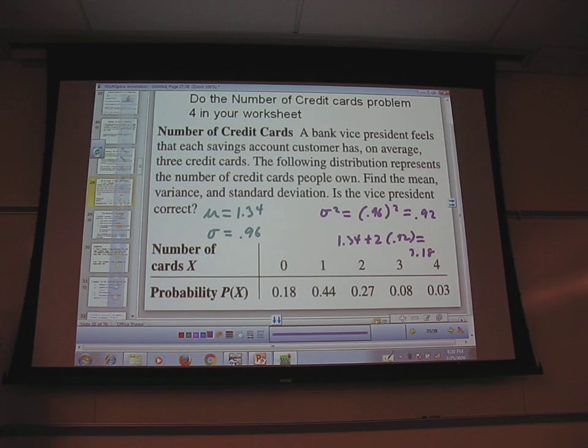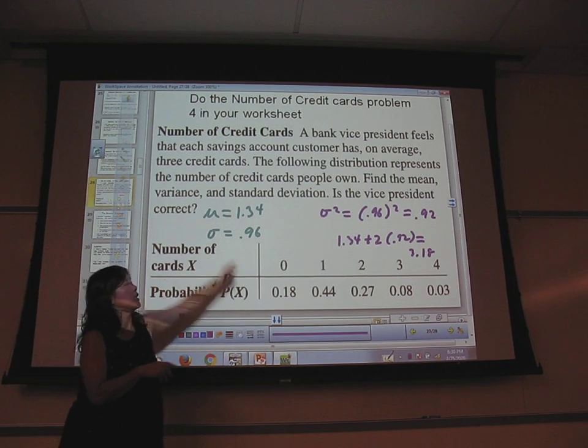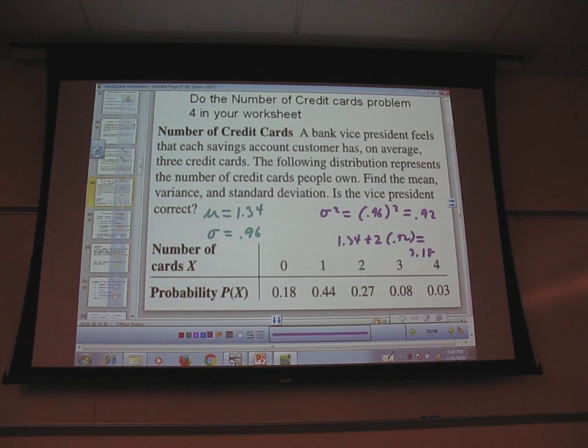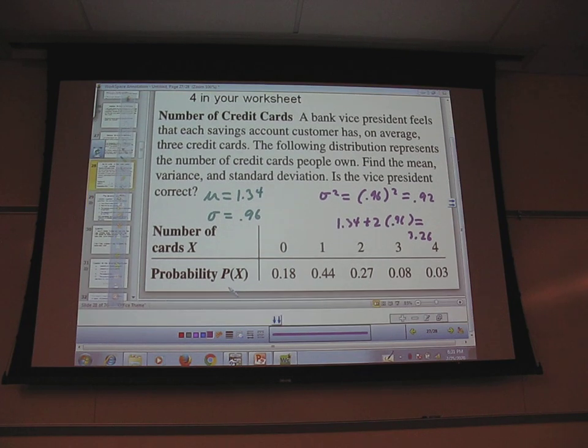Where did you get the 0.92 from? Oh, sorry, 0.96. My bad. I grabbed it from the variance and not the standard deviation. 0.96. So 0.4, 0.2. Is that right? Yeah. Okay. So the answer would be maybe. It's possible.